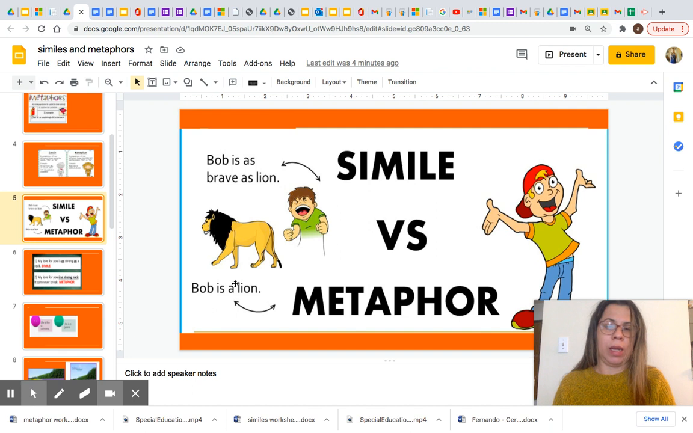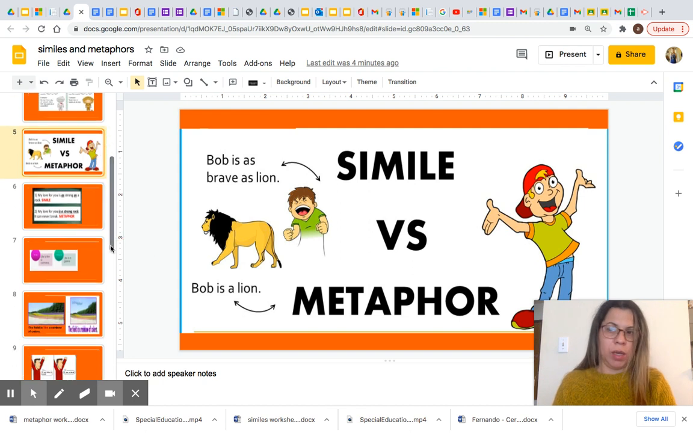Now, let's look at the bottom. Bob is a lion. This is a metaphor because here I am saying that Bob is a lion. I am turning Bob into a lion. This is a metaphor. I am not using the word like or the word as.